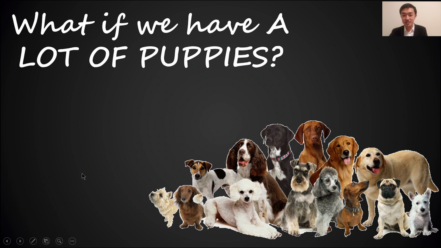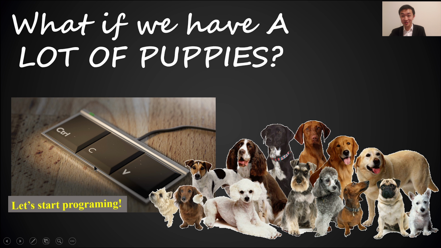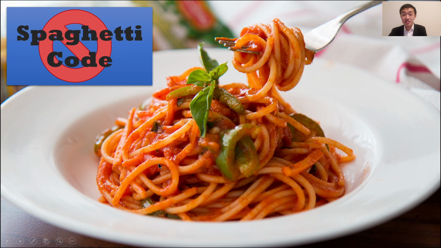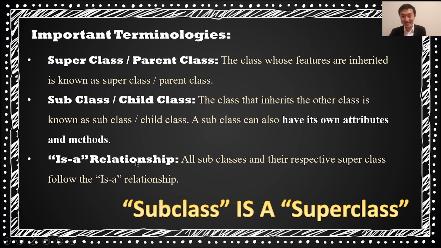And let's think about this. What if we have a lot of puppies? Well, congratulations, that's all you need, because you just need to copy and paste. But that's not what programming wants, because that's what we call spaghetti code. There is too much redundant work and we want to avoid it. What can we do? Inheritance.